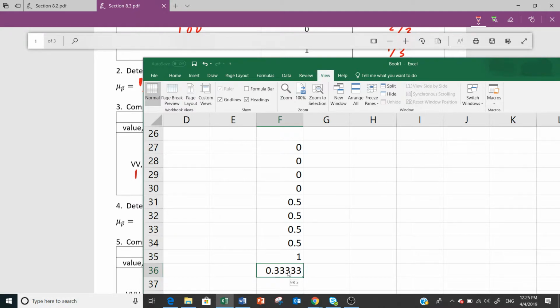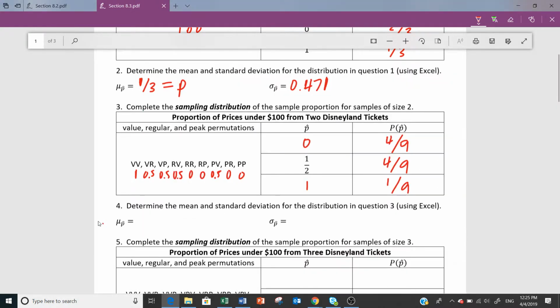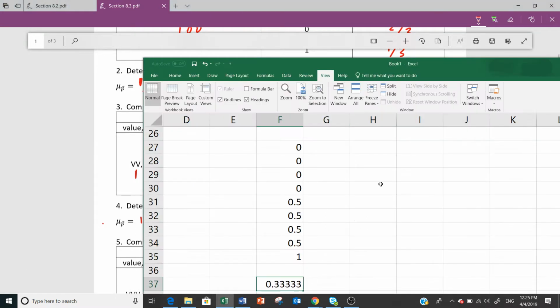what do I get for my average? Is that a coincidence that I get 1/3 again? When I find the average, I get 1/3. Not a coincidence. Hopefully, we're starting to see a resemblance to a problem we did before.